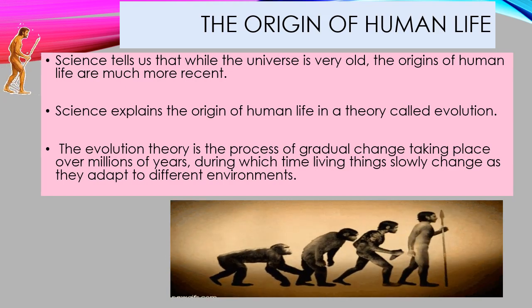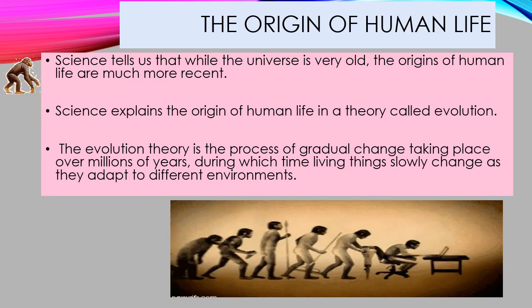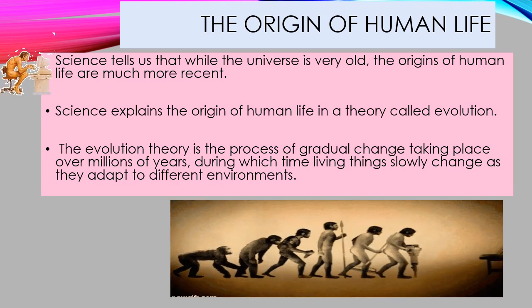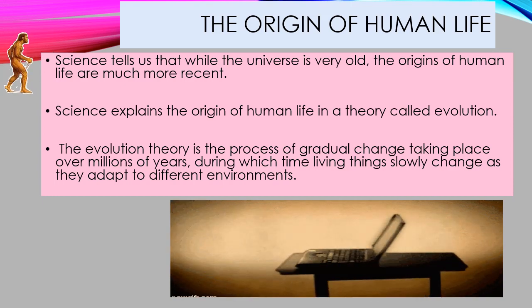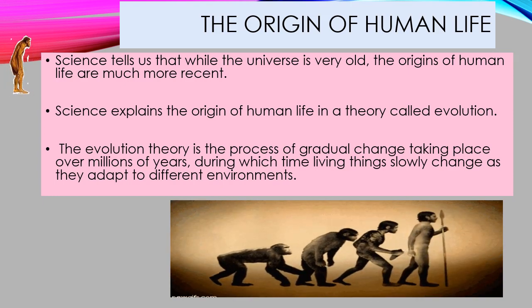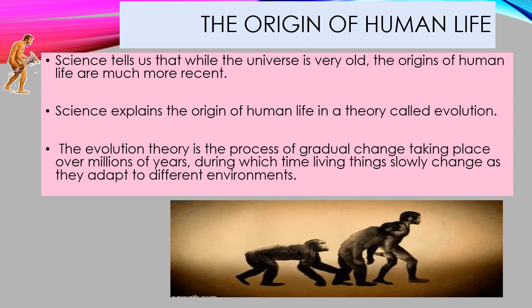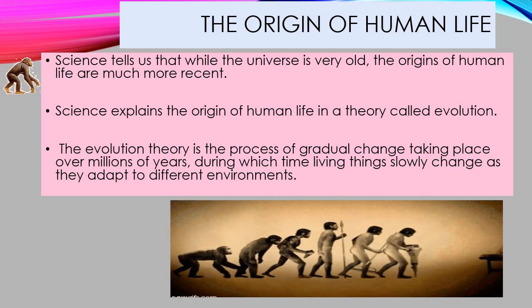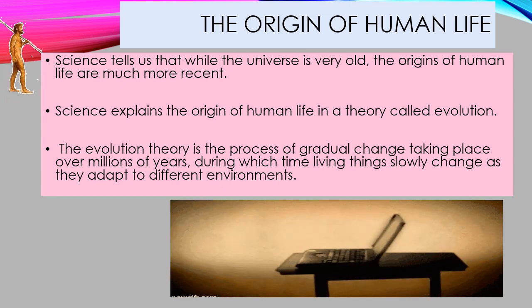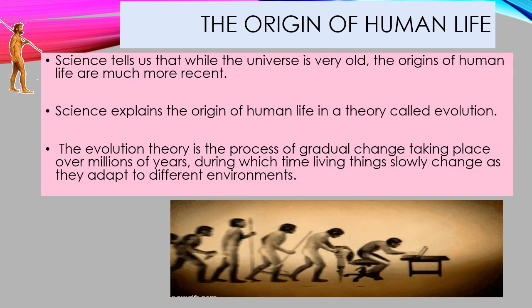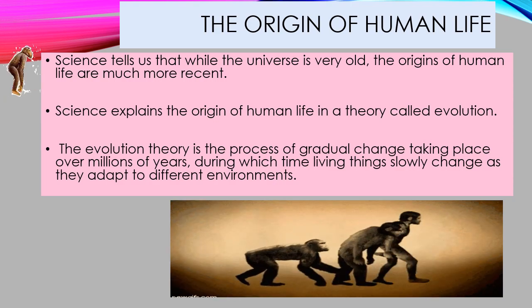The evolution theory is the process of gradual change taking place over millions of years, during which time living things slowly change as they adapt to the different environments. So you can look at this little illustration at the bottom. You will see what looks like an ape gradually changing into what we are today, human beings.